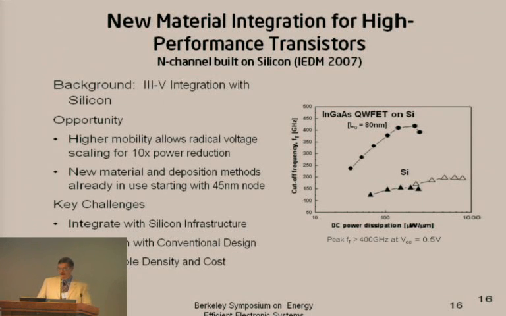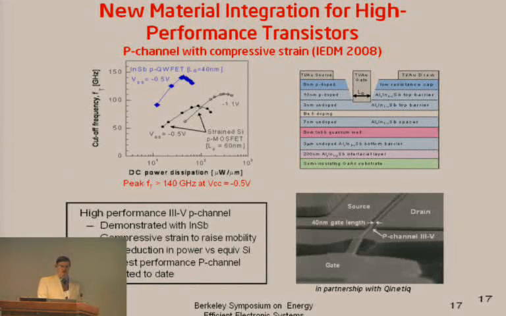So, but N channel was really the easier one to do. To get to the P channel, we had to go to a buried quantum well device, which was demonstrated at IEDM 2008, and that gave us the P channel with indium antimonide as the composite structure. So by putting these two together, you have the potential for CMOS with N channel and P channel. With a rather complex structure, you get the performance.